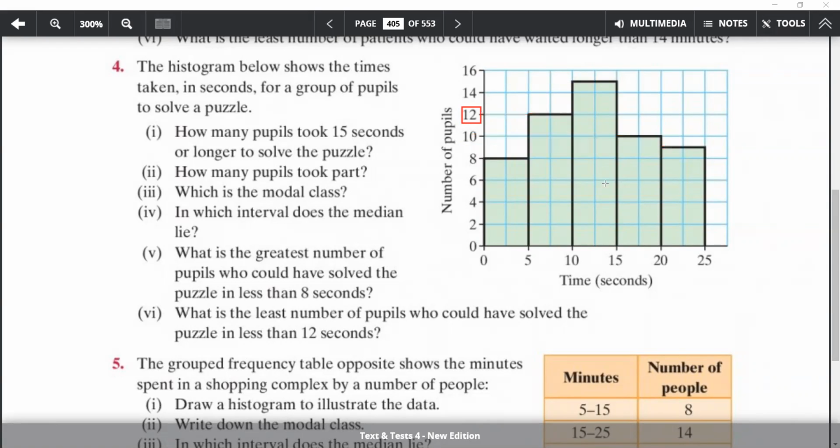What is the modal class? Well, mode means the most common answer, and between 10 and 15 seconds was the most common time it took for these students to solve the puzzle. So that was the modal class.